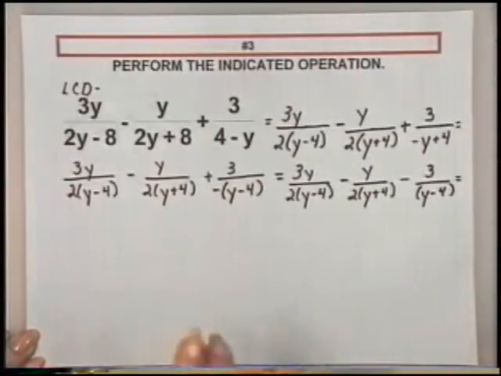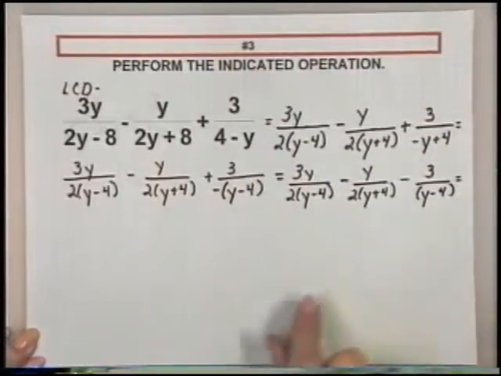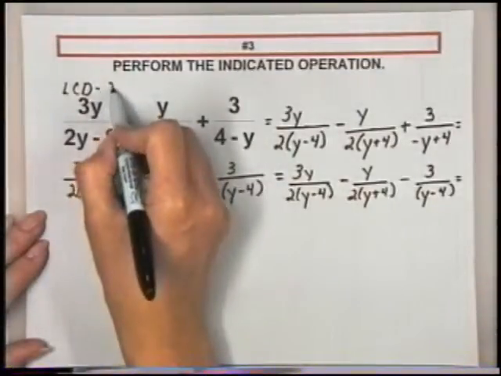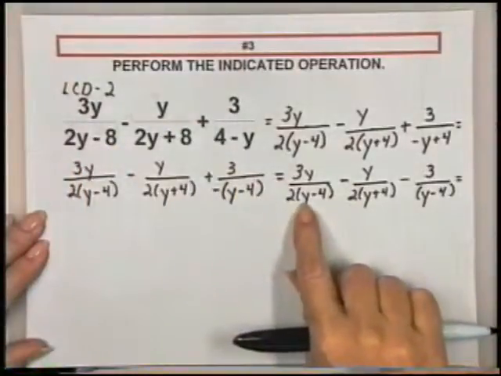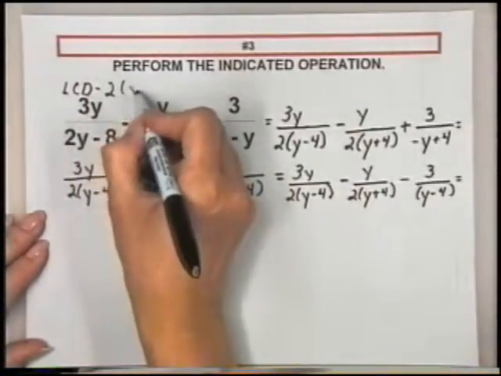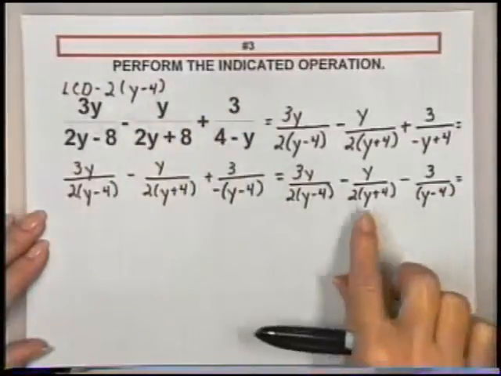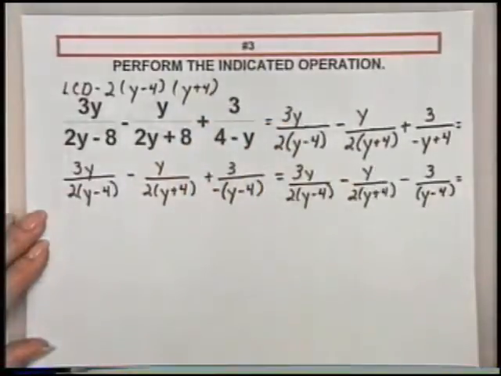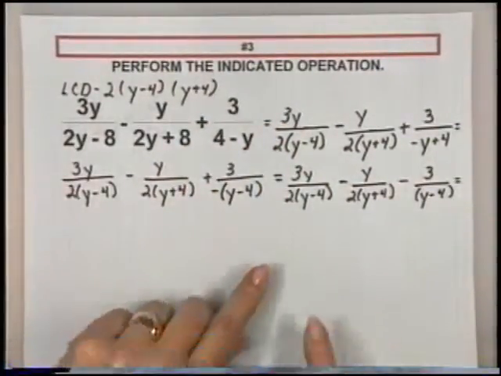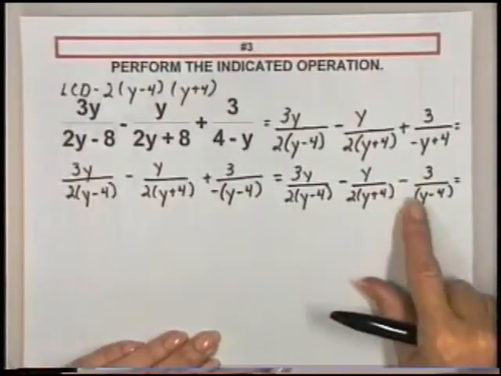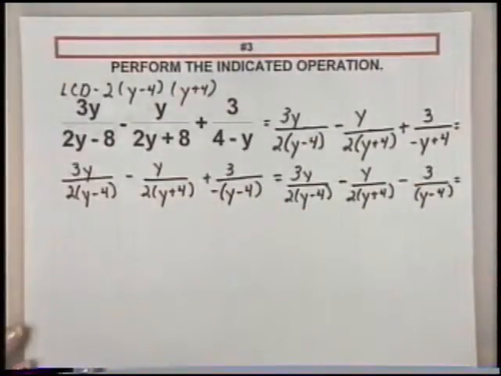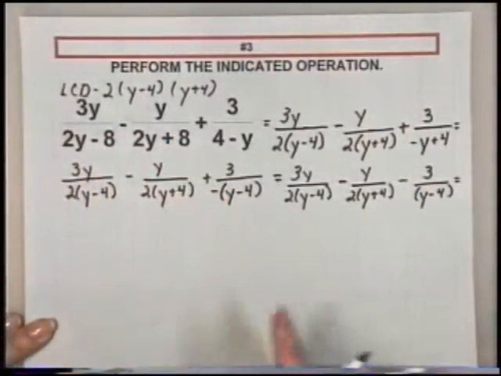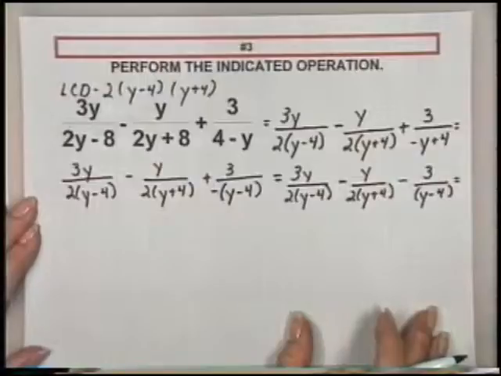Now I'm ready to find the LCD. Look at the factors in my denominators. I have a numerical factor of 2. I have a variable factor of y minus 4. And I have a variable factor of y plus 4. Look at each of those factors. Each of these factors is raised to the first power. So for my LCD, I only need to use each factor raised to the first power.